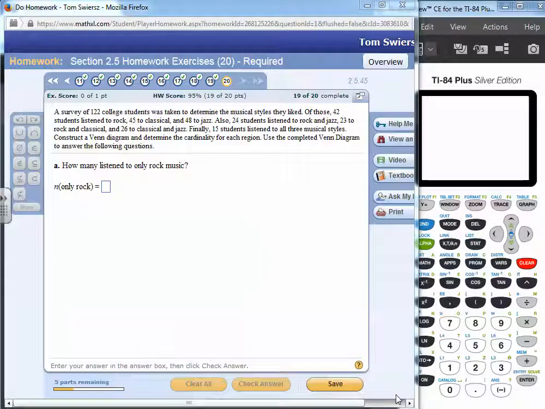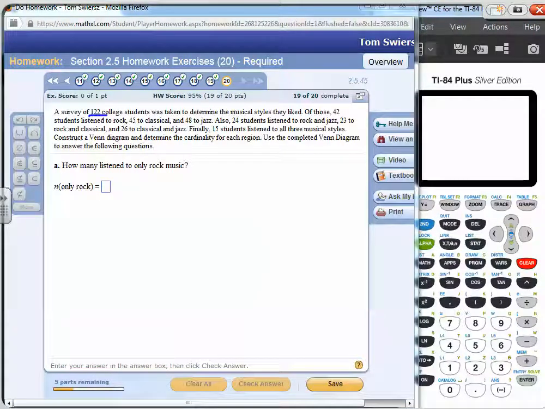Let's go ahead and solve homework exercise number 20 from section 2.5. We've got a survey of 122 college students. 42 listen to rock, 45 classical, 48 to jazz, 24 rock and jazz, 23 rock and classical, 26 classical and jazz, and finally 15 students listen to all three. Construct a Venn diagram and determine the cardinality for each region. Use a completed Venn diagram to answer the following questions.